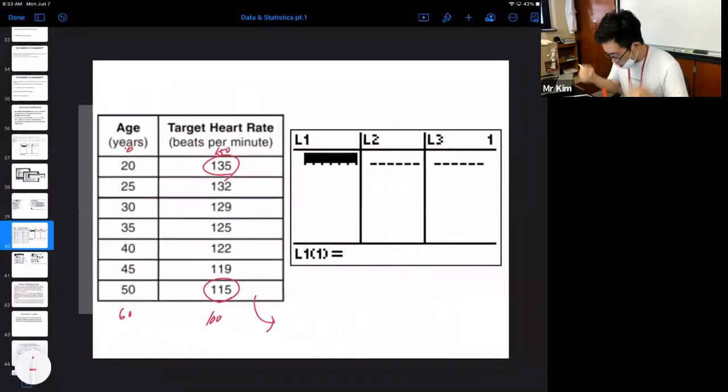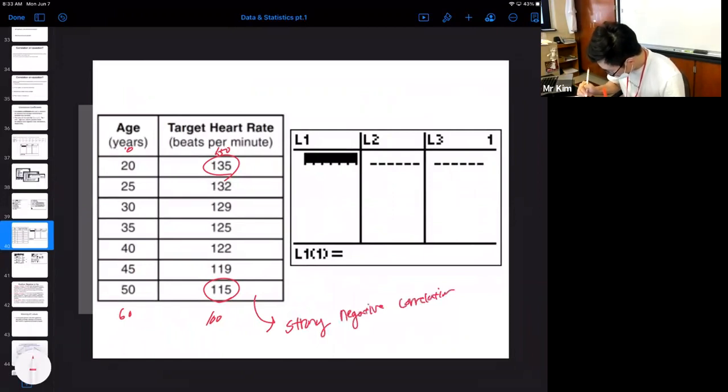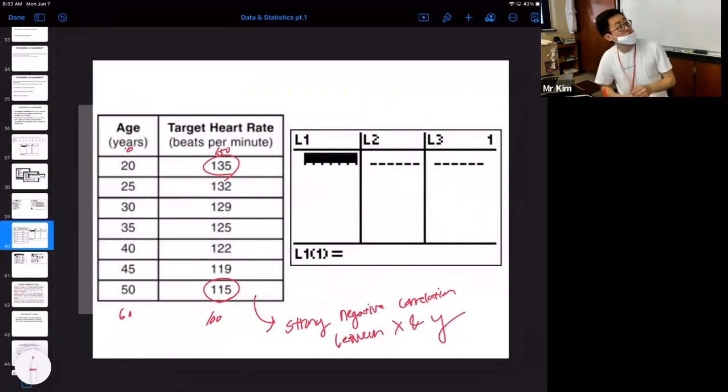So for this one, based on all the statistics in the data, there's a strong negative correlation between X and Y. That's what you would say for this type of data points here. Okay, so what can you conclude from this? This is what I'm looking for. Okay, so for negative correlation, any questions about this one?